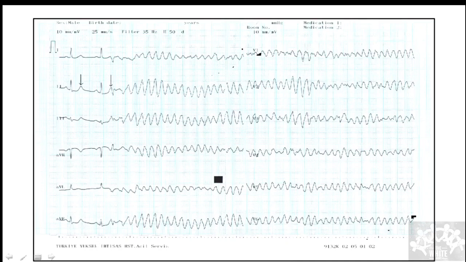Yes, yes, good. TDP, Torsades. Yes, very good. Torsades. Excellent. Yes, everyone has got it right. This is called Torsades.